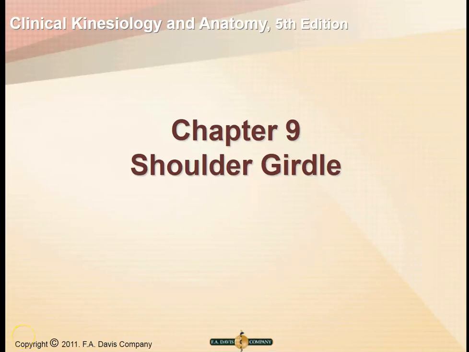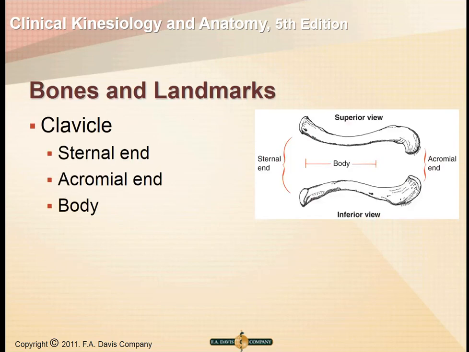This is a brief anatomy review of the shoulder girdle. It will include bones, bony landmarks, different joints of the shoulder, and ligaments. If you want further review of the muscles, please refer to the anatomy review that was done by Enid that is posted on Blackboard. So we're going to start with the clavicle.